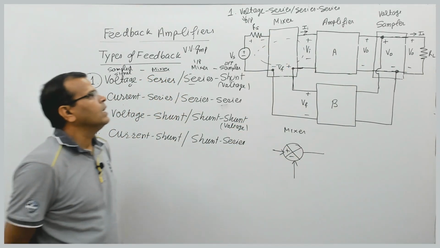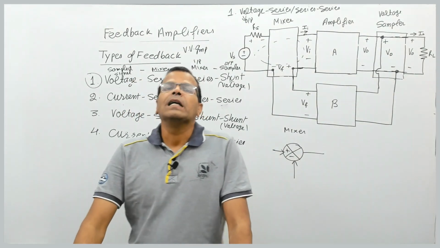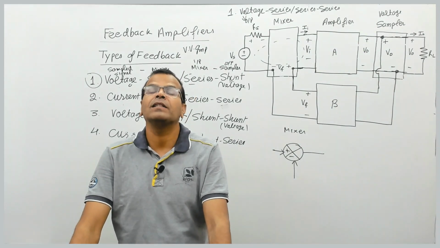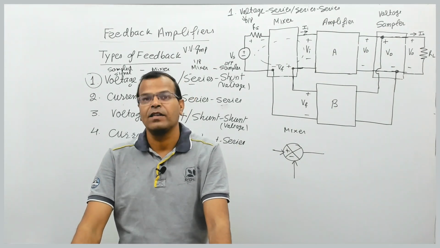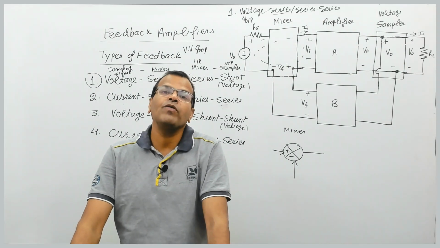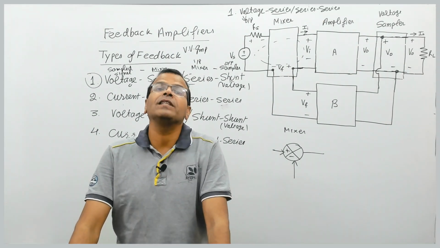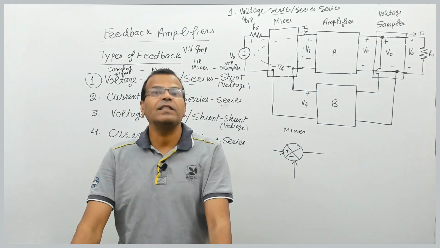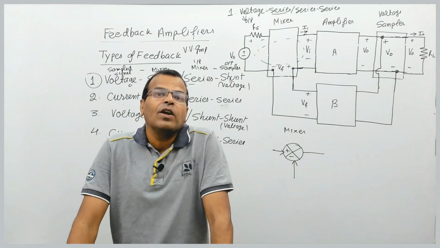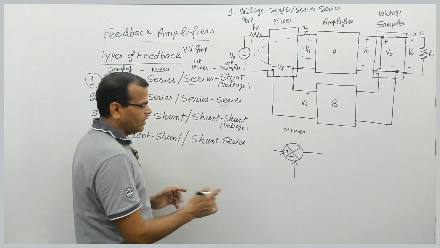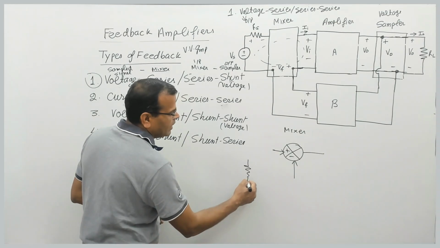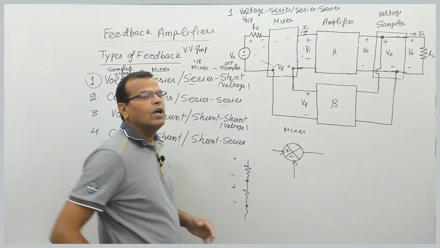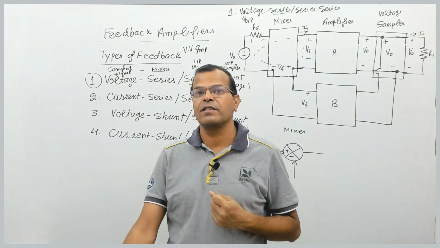I repeat, in series mixing, it is the voltage signal. Please understand, in series mixing, voltage is added. When voltage is added, what do we do? We connect different elements in series. Maybe a voltage source is in series, maybe a resistance is in series. So when you connect elements in series, one in series, then a second, then a third, whenever you add something in series, voltage will be added.